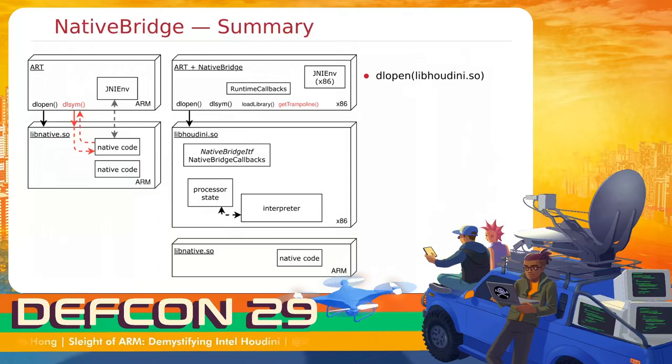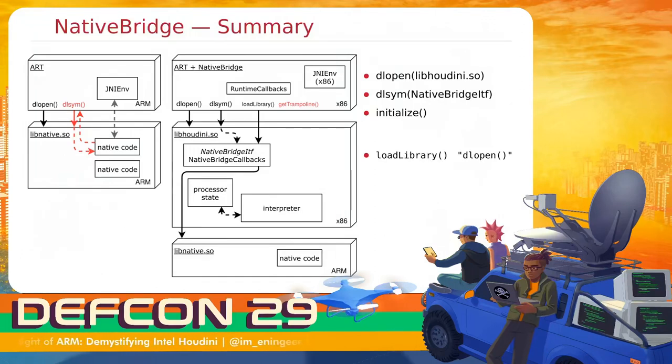After libhoudini is loaded, it fetches the native bridge callbacks using dlsym and calls initialize, which isn't shown in the diagram. After that, Android continues to boot up. Then when you launch your app, it would try to load the library again with System.load or loadLibrary, which triggers native bridge plus Android runtime to call our native bridge callbacks loadLibrary, which acts similar to a dlopen. It will return a handle, and with that handle we could pass it to getTrampoline to get a function pointer, similar to a dlsym.